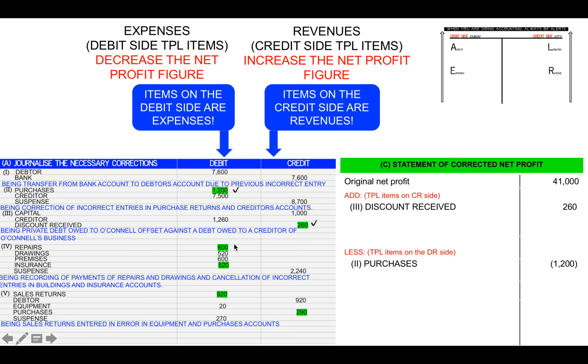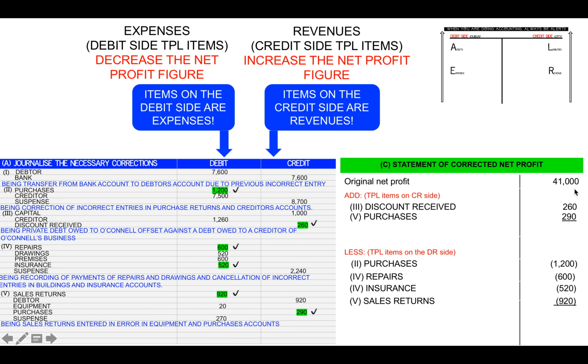Number 4, I've got repairs. That is going to decrease my net profit figure. Repairs minus €600 there. Then I've got insurance, €520, so minus €520 there. Then number 5, I've got sales returns. That's going to reduce my net profit figure, so minus 920 there. And then my purchases on the credit side is going to increase my net profit figure. So that is going to go up here into my figures from the credit side.